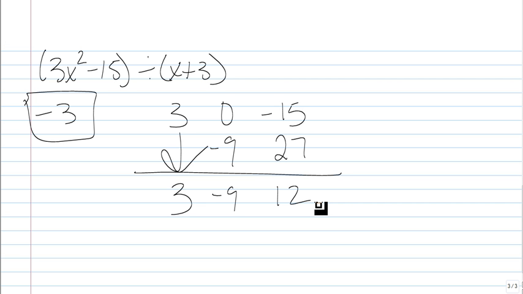Now let's start. We started off with x squared. That means this is going to start off with an x. So I have 3x minus 9 plus 12 over x plus 3.